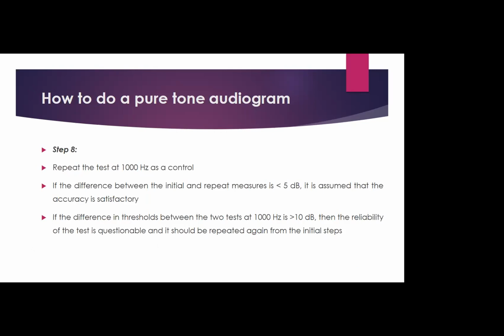The order goes as 1000, 2000, after 2000 it goes to 4000, 8000, and then back again to 1000 hertz, then 500 and 250. So the retest at 1000 is considered as a control. If there is a variation of less than 5 decibels, then it is assumed as satisfactory accuracy. But if it is more than 10 decibels, then the reliability is questionable, and the procedure is again repeated from the initial steps.